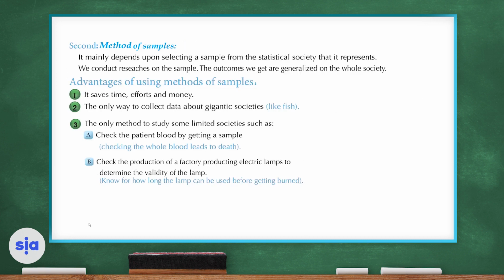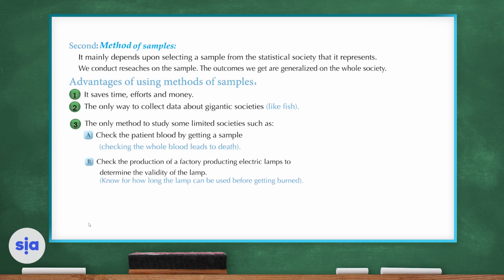Second, methods of samples. It mainly depends upon selecting a sample from the statistical society that it represents. We conduct researches on the sample. The outcomes we get are generalized on the whole society. Advantages of using methods of samples. First thing, it saves time, effort, and money. The second thing, the only way to collect data about gigantic societies like fish.